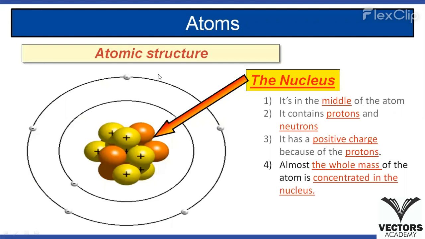Atom. Now, what is an atom? The structure of an atom consists of the nucleus. It is in the middle of the atom. It contains protons and neutrons. It has a positive charge because of the protons. Almost the whole mass of the atom is concentrated in the nucleus.